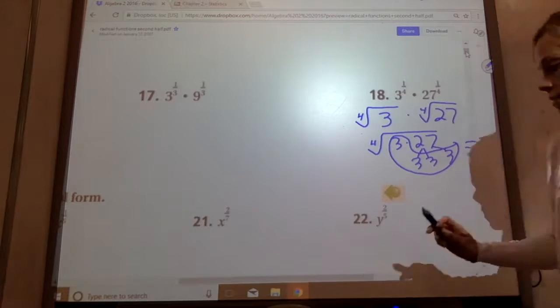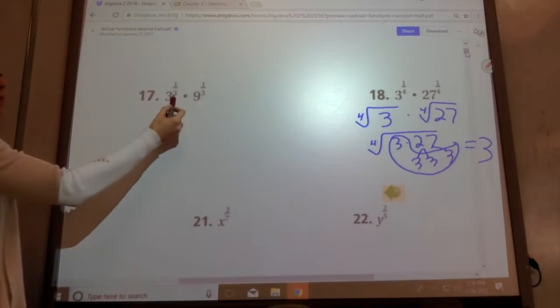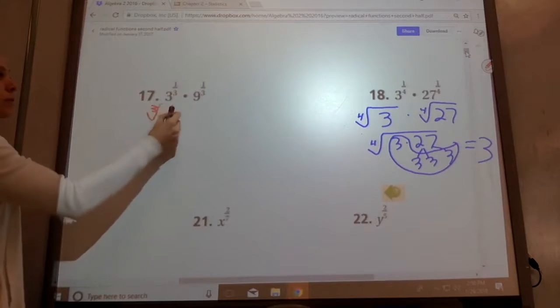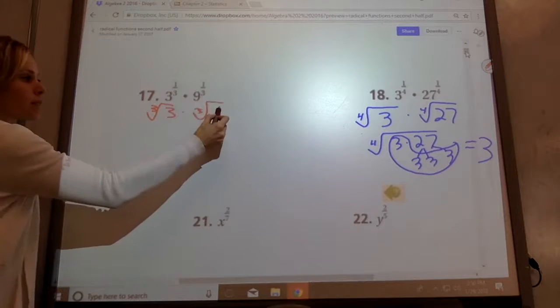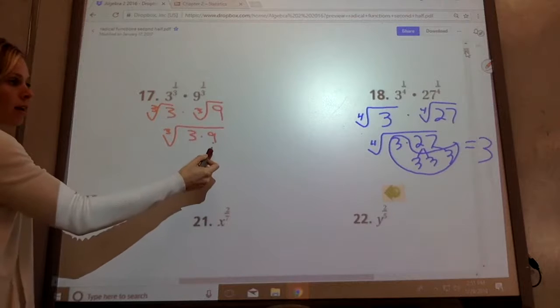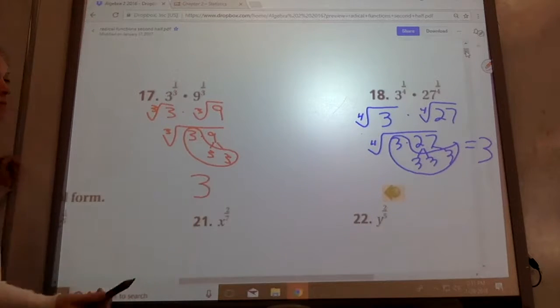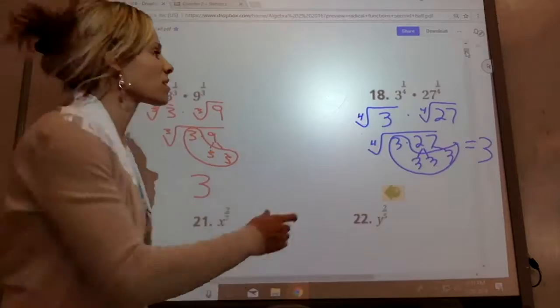Same with 17. 17, they're both cube roots there. So cube root of 3 times cube root of 9 would be cube root of 3 times 9. But break 9 down. Now I have 3 threes. I can take one out. If that denominator is the same, that means it's the same index.